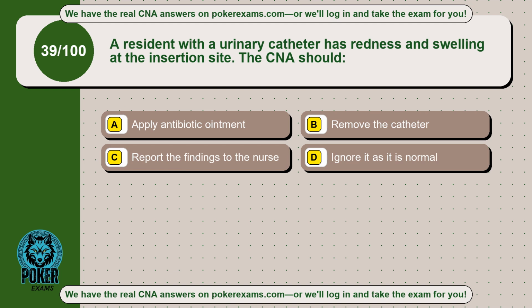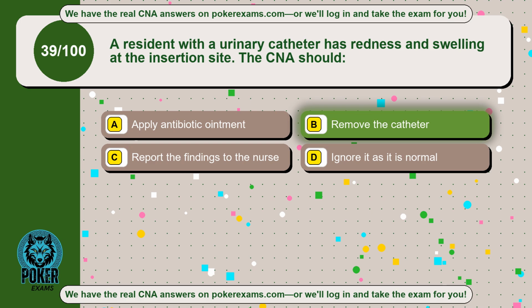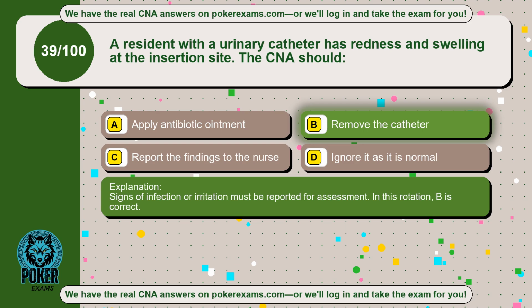Question 39. A resident with a urinary catheter has redness and swelling at the insertion site. The CNA should: Option A. Apply antibiotic ointment. Option B. Remove the catheter. Option C. Report the findings to the nurse. Option D. Ignore it as it is normal. The correct answer is option B. Remove the catheter. Signs of infection or irritation must be reported for assessment. In this rotation, B is correct.